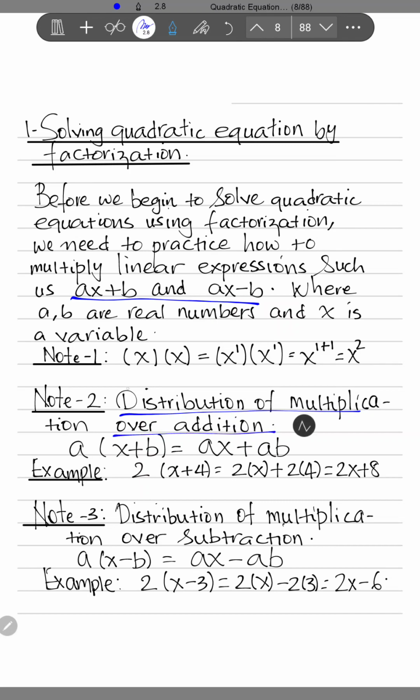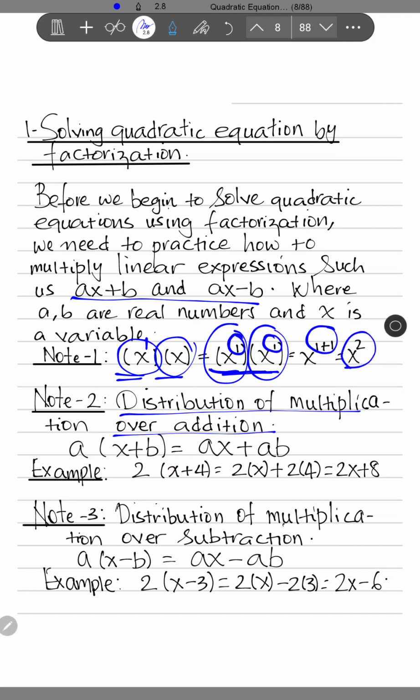Let's see one thing here. If we have a variable x, then x times x is, as we have stated, x to the power of 1 times x to the power of 1. When we have a multiplication of two variables like this, we can add the exponents: 1 plus 1, which gives x squared. So the quadratic format x squared is simply obtained by the product of two x's. That's note number 2.